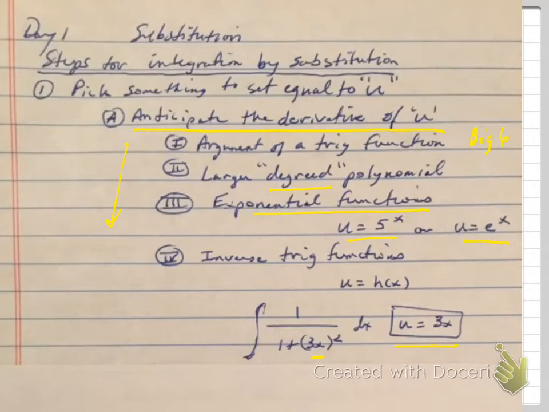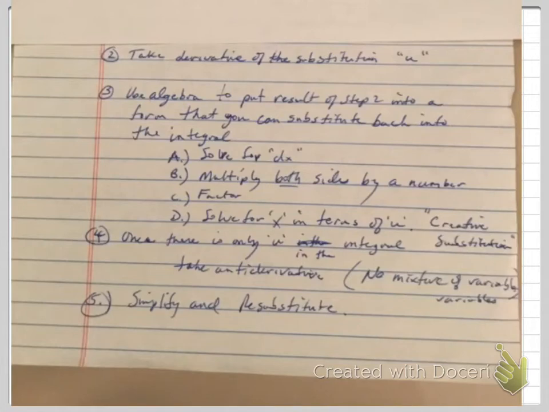Okay, count a couple seconds, and I'm moving on to the next page. Now, once you've made those decisions, you have to take the derivative of whatever u is. So you've got to take the derivative of whatever your substitution is. And then, as far as step 3, this is your choice. It's a matter of style. One way is not better than the other. So these are some suggestions. Again, you don't have to necessarily do it this way.